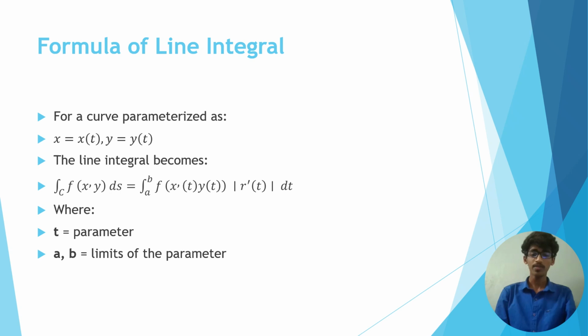Let's see the formula of the line integral for a curve x equals x of t, y equals y of t, where a is less than or equal to t less than or equal to b. Then the line integral, the integral of f of x comma y ds, equals the integral from a to b of f of x of t comma y of t times mod of r dash t dt, where r of t can be represented as a position vector, and mod of r dash t gives the speed along the curve.